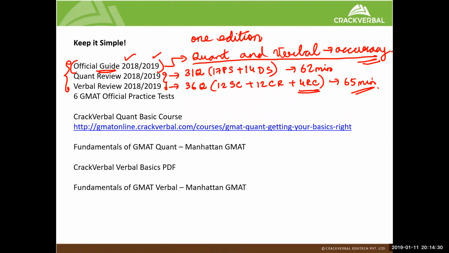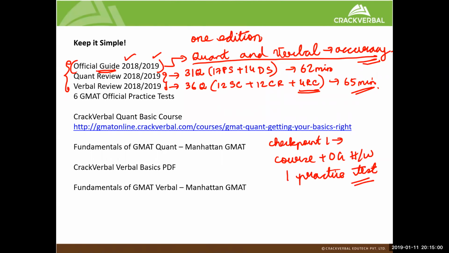So when you work with the quant review and the verbal review, your mind should go towards timed practice, and towards juggling between multiple concepts at once. Got this? What we do is we keep 2 checkpoints. Checkpoint 1 is when you finish the course plus you do the OG homework. This is where you take one practice test. This practice test will indicate what areas you'll have to focus on further. It'll also indicate how you manage time and what aspects you need to change in your time management.